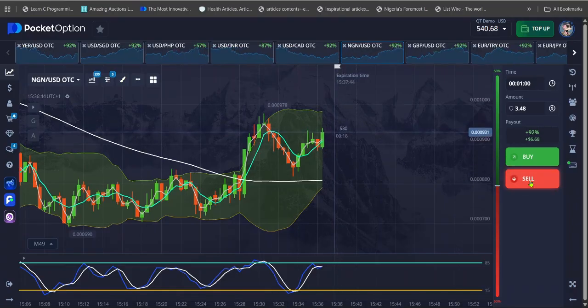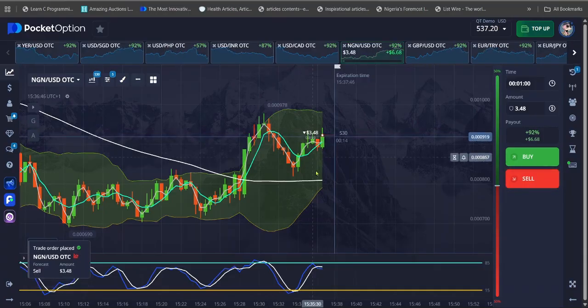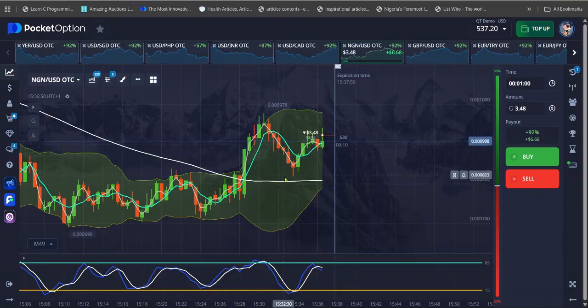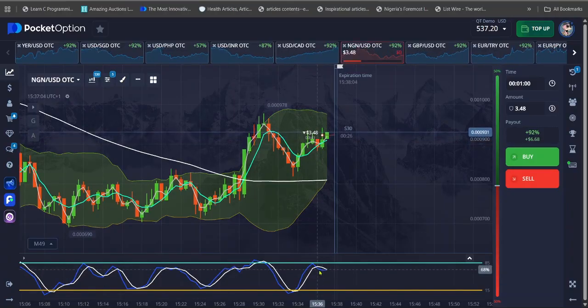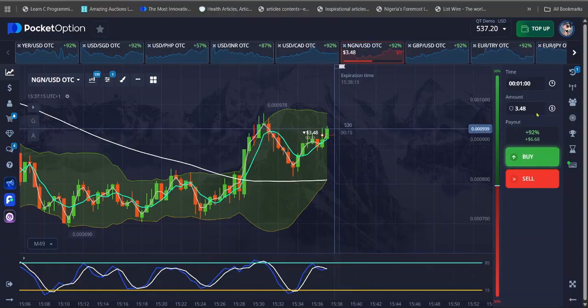All right, I'm going to take a sell here. The reason is, although this market is showing a bullish momentum, looking at this, I can see that our stochastic oscillator is already showing weakness in this region. So I'm expecting it to drop, but I'm not too sure. But let's see how the trade will play out.